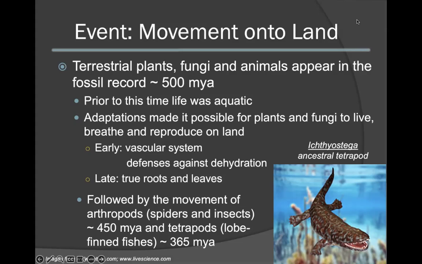The presence of plants and fungi on land was then followed by the movement of arthropods such as spiders and insects approximately 400 million years ago, and eventually tetrapods that originated from lobe-finned fishes approximately 365 million years ago.